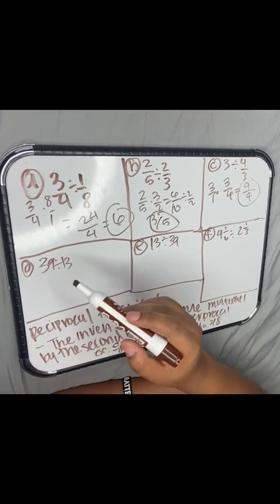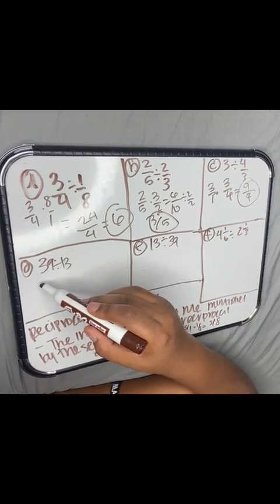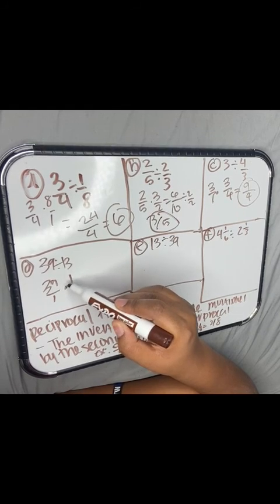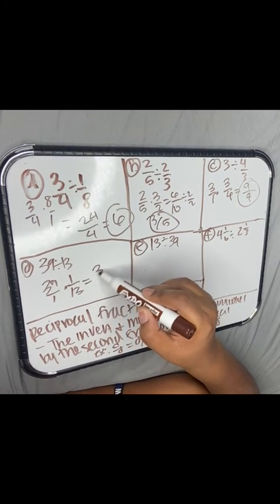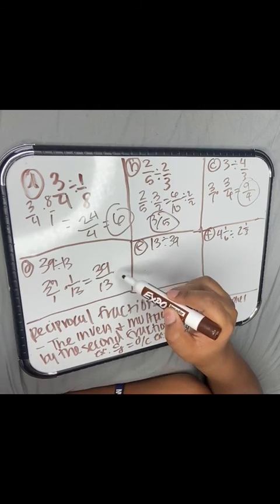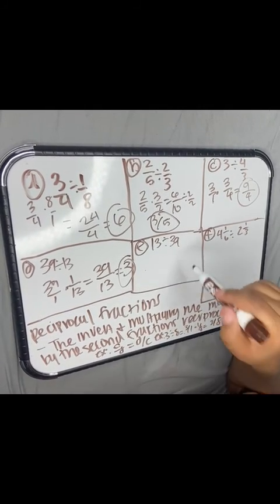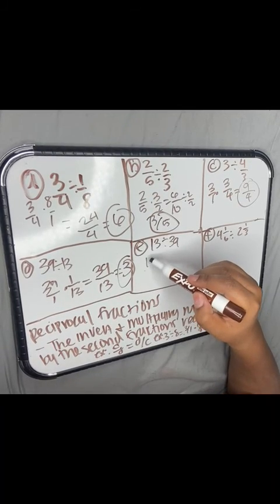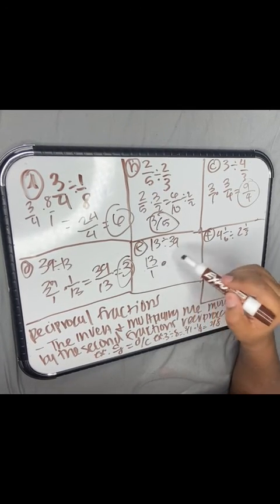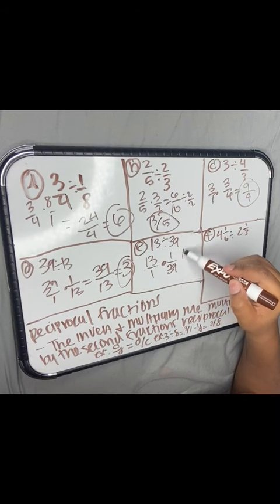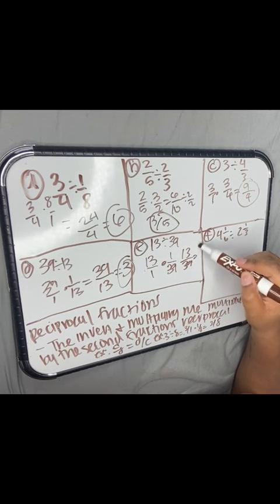Here we have 39 divided by 13. We can put both of those over 1, which equals 39 over 13, and that will give us 3 simplified. And here we have the same numbers, but they're swapped. So that is 13 over 1 times 1 over 39, which is 13 over 39, which is 1/3 simplified.